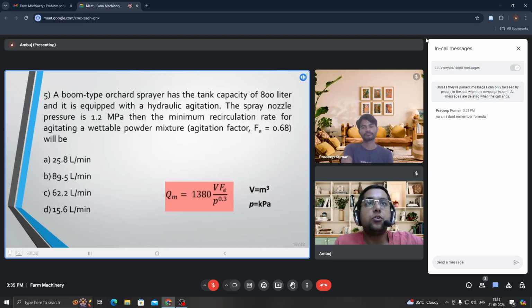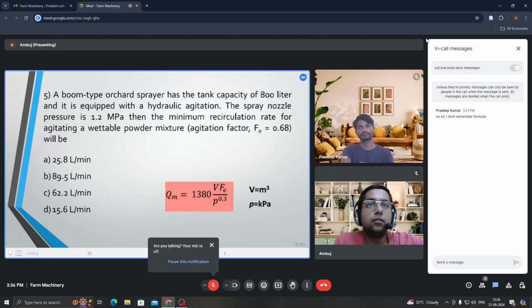Then what would be the minimum recirculation rate for agitating a wettable powder mixture having the agitation factor Fe equal to 0.68? In this particular question, you would be using this formula: QM is equal to 1380 V into (Fe over P) raised to the power 0.3. It is an empirical formula. Now QM will directly give you the minimum recirculation rate. 1380 is 1380; no need to deal with it.